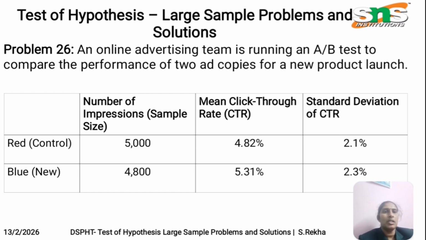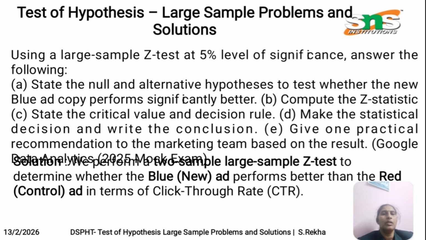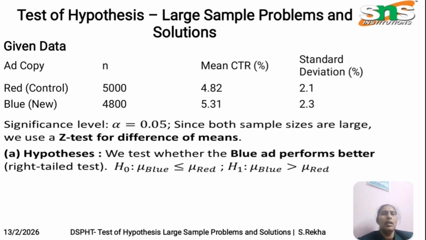An online advertising team is running an A/B test comparing the previous two copies for a new product launch. For example, they have given the red control and blue control as 5000 and 4800, with mean click rates of 4.82 and 5.31, and standard deviations of CTR 1.25 and 2.3. So here the large sample Z test is given, and the answer will be given. The data is n equal to 5000 and the blue is 4800, and the mean CTR is 4.82 and 5.35. The standard deviation is 2.1 and 2.3.